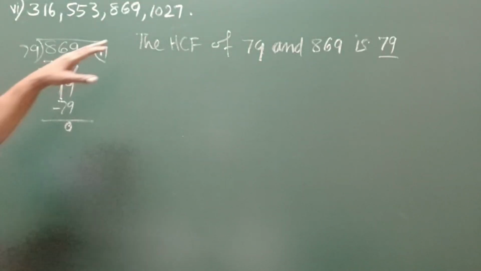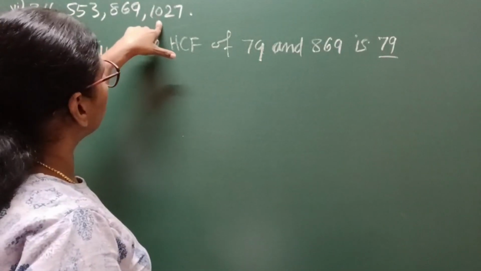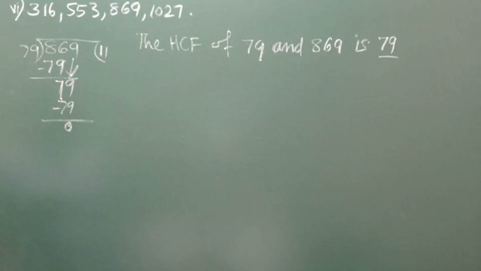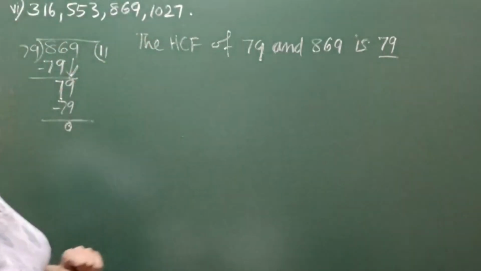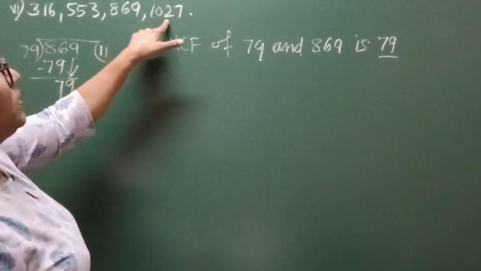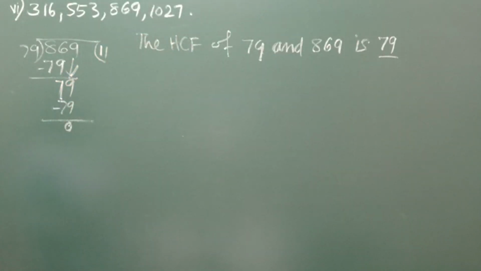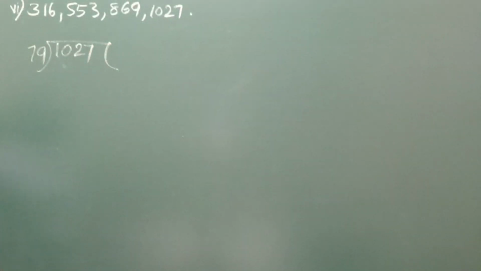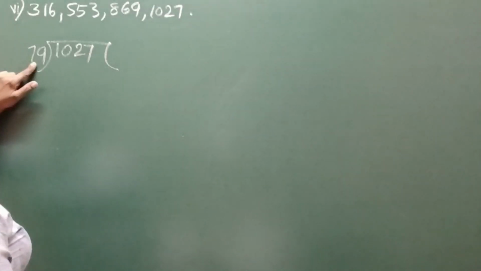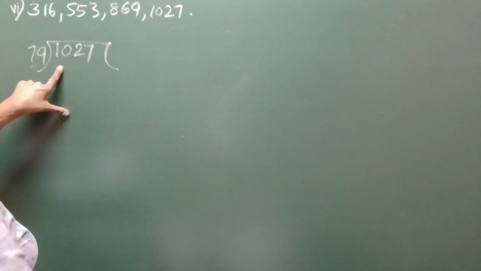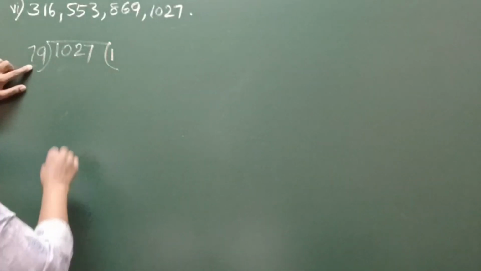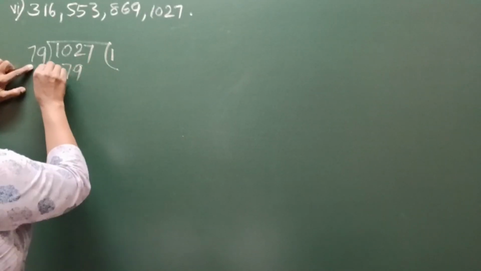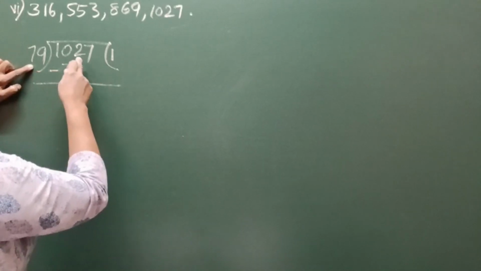Now there is one more number remaining, that is 1027. Now this 79 will be the divisor for 1027. 1027 divided by 79. Here we'll take these 2 digits and here these 3 digits. One time. Right? 79. Then subtract.